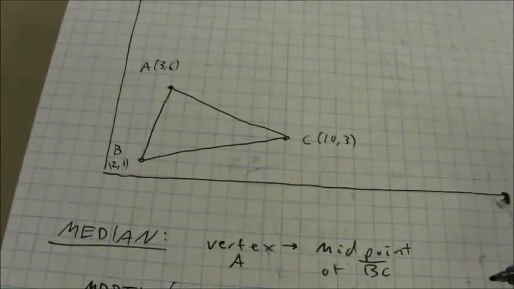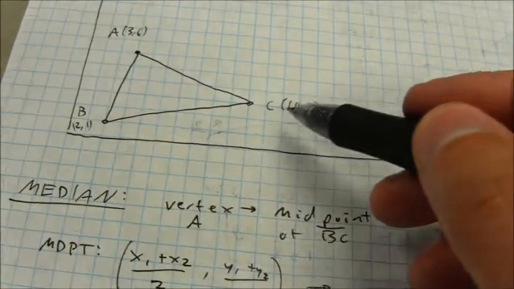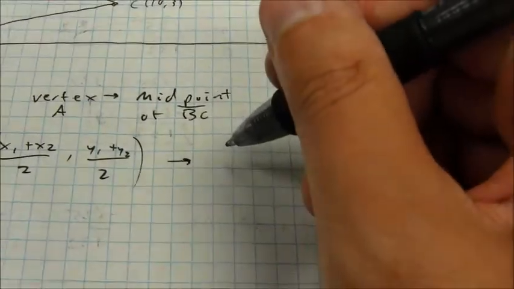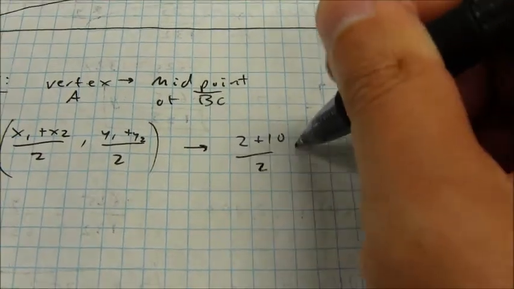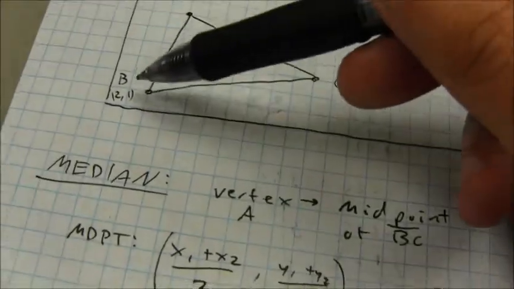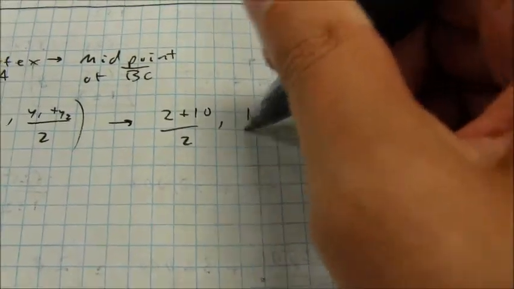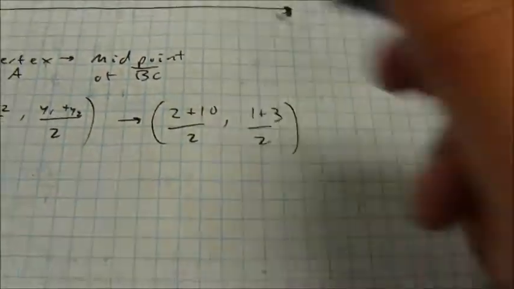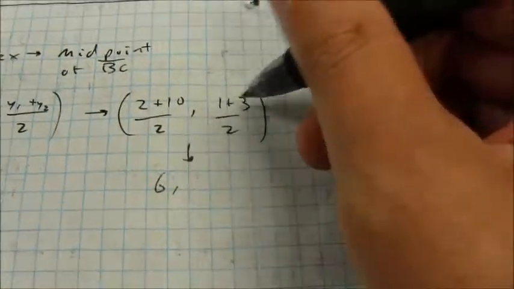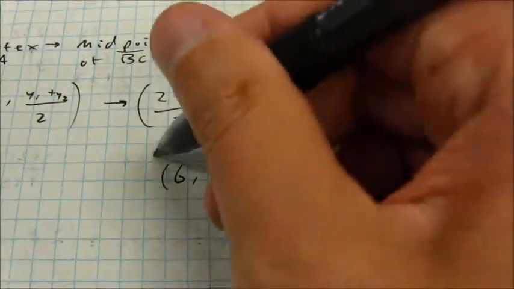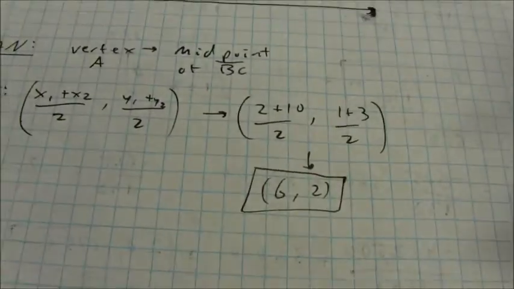In this case, the two x coordinates are 2 and 10 of side BC that I want to find the midpoint for. So that's 2 plus 10 divided by 2. The two y coordinates are 1 and 3. So 1 plus 3 divided by 2. And when I simplify that, that's going to be 12 divided by 2, which is 6. 4 divided by 2, which is 2. Midpoint would be at 6, 2.